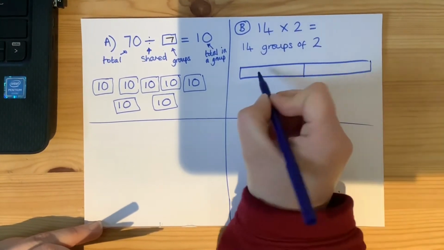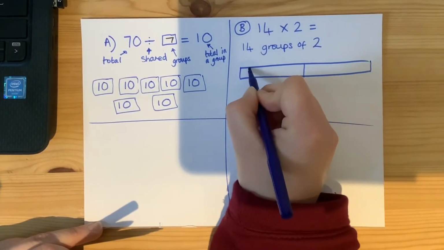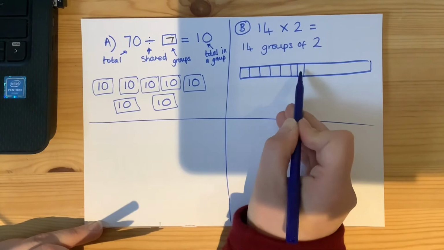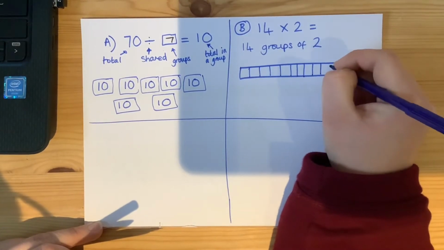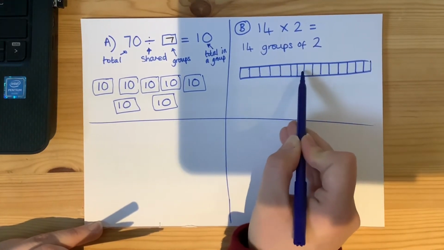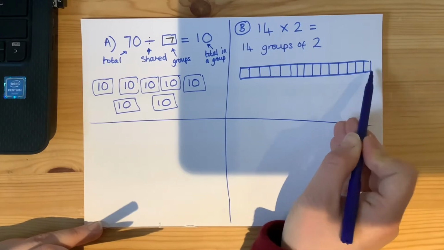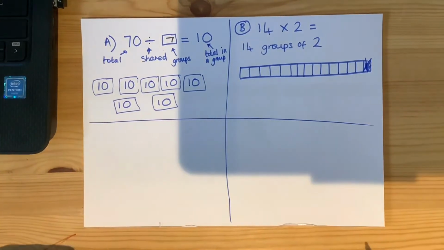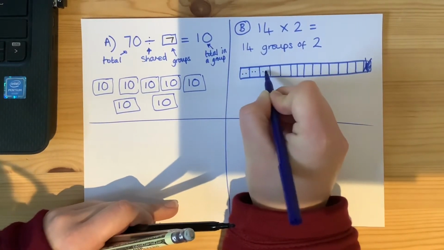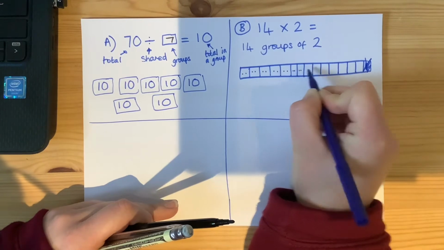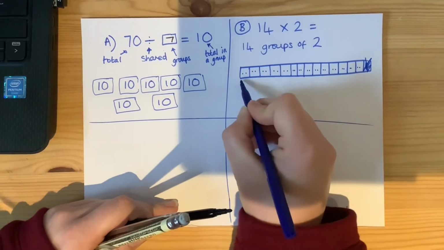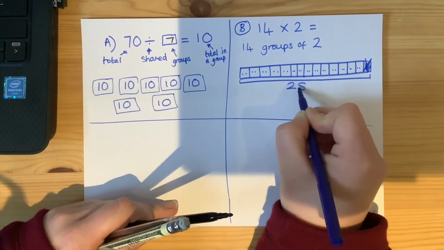We can give ourselves 7 groups each side, so we've got 14 in total. 1, 2, 3, 4, 5, 6, 7. Sorry, my sides aren't equal. I've counted 15, so I've got one too many there. Didn't need that one. There we go. So now I've got 14 groups. If I put 2 in each group, I can count how many I've got in total. And I know that in total, I've got 28.